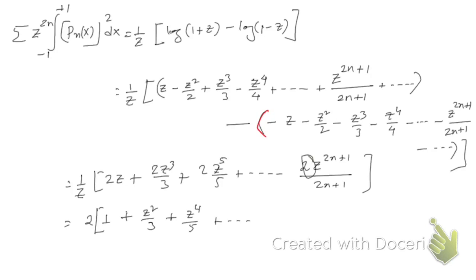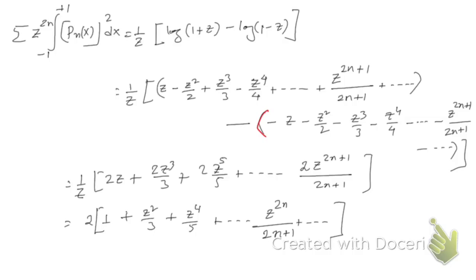Here 2 is taken common, and if we cancel this one by z, then we're going to have z to the power 2n. That power will be reduced by 1, as we have cancelled it by z, right? Hope you have got my point, what I'm talking about. Dot dot dot so on. That's what we have got.